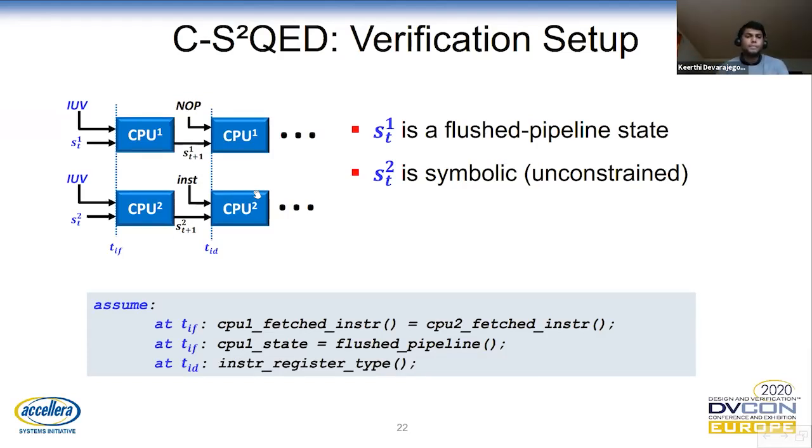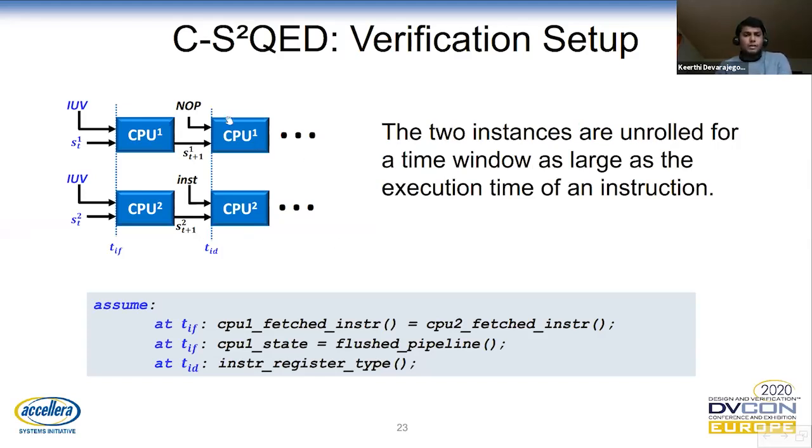Okay, so this instruction that was fetched at TIF is decoded in the next clock cycle, which is the instruction decode. At this time point, we know what the type of instruction is. Here, as an example, we assume that this instruction belongs to the register type. That means the operands are coming from the register file, and the operation is some arithmetic or logical operation. Okay, so this is the initial setup.